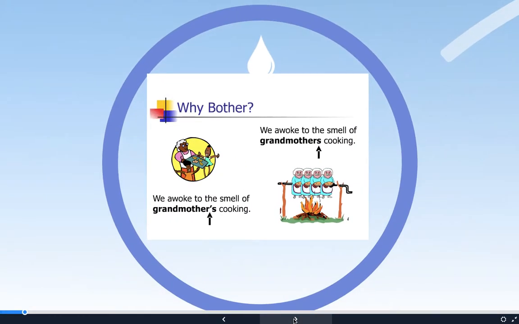There we go. Why bother with apostrophes? What's the big deal? Well, when you don't have apostrophes done the correct way, it can change the meaning completely. So if you look at the sentence on the left, we have, we awoke to the smell of grandmother's cooking. Wouldn't that be nice to wake up to fresh baked cookies? Yum. But if you take the apostrophe out, it's we awoke to the smell of grandmothers cooking. And you can see in her picture, we literally have grandmas on a spit roasting over an open fire. That is one special picture for sure.